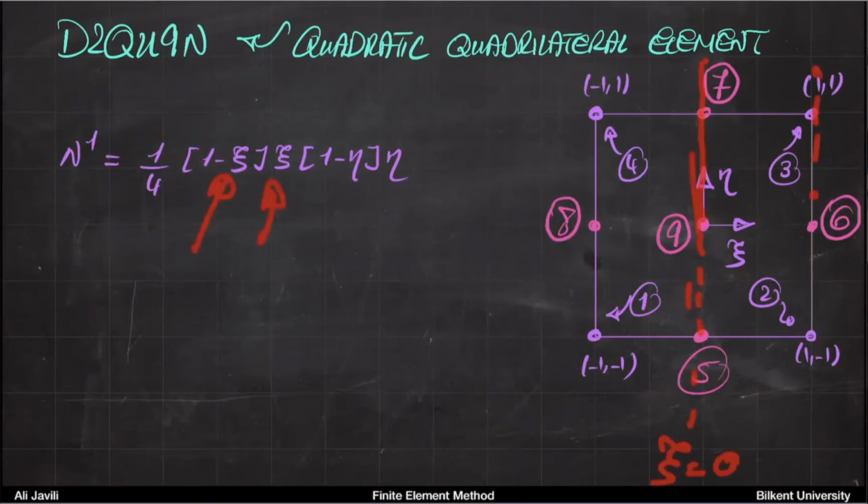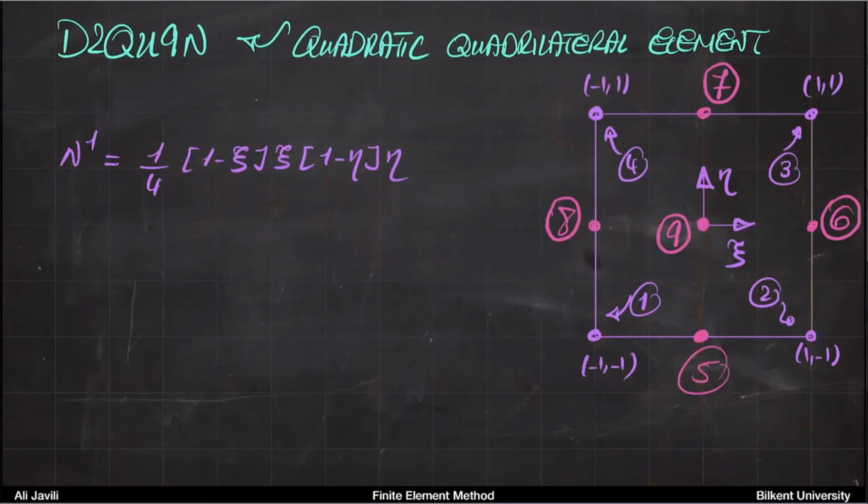Xi is 1, it means this line, right? So you can clearly see if xi is 0 or xi is 1, it's going to be 0. So it's 0 on all these nodes. And then you also need to make sure that it's 0 at these 2 nodes. So that would be where you multiply it by 1 minus eta and eta. All right, so that's how you construct, for instance, N1.